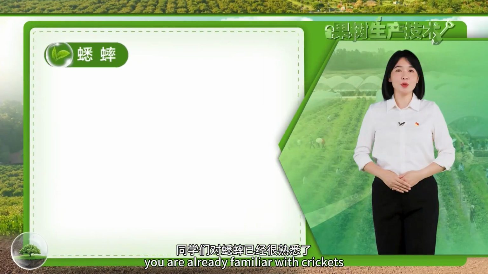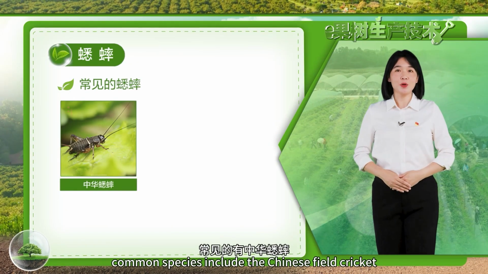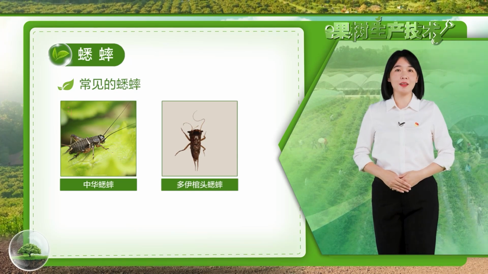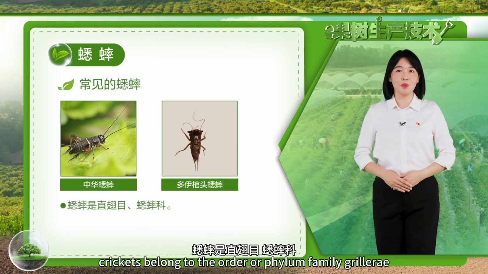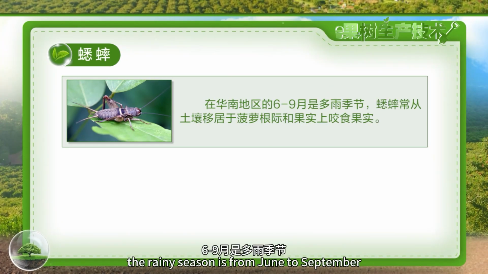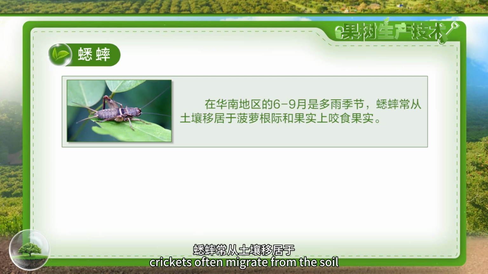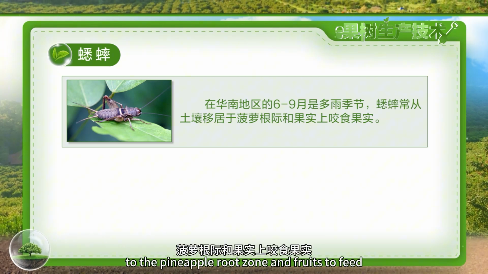You are already familiar with crickets. Common species include the Chinese field cricket and the Jamaican field cricket. Crickets belong to the order Orthoptera, family Grillidae. In southern China, the rainy season is from June to September. Crickets often migrate from the soil to the pineapple root zone and fruits to feed.